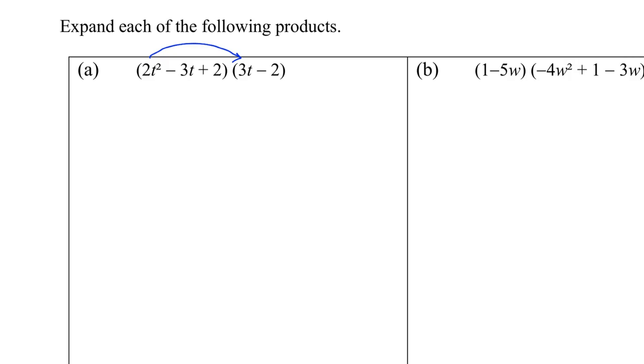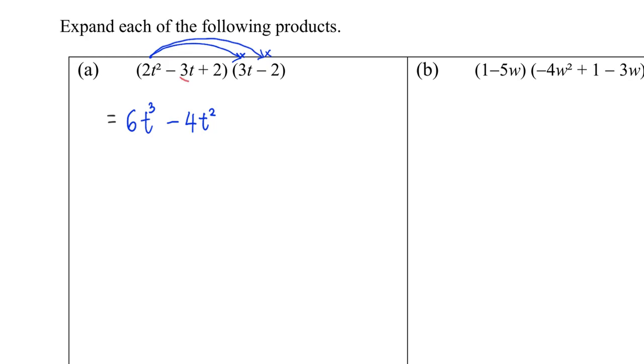2t squared multiplied by 3t, this will give me 2 times 3 is 6. T squared times t is t power 3. 2t squared multiplied by negative 2 will give me negative 4t squared.